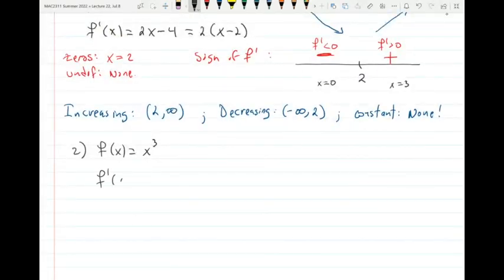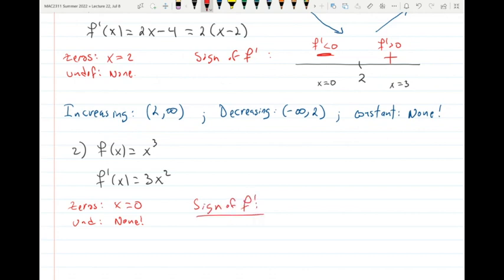This time, when we find the derivative, it's 3x squared. So again, zeros: just x equal to 0. Undefined: none. So for the sign of f prime, you put here your number line, and we only found 0. Because we have 3x squared, you know that 0 has even multiplicity, so it's always positive. That's positive, that's positive. So it means the function is increasing in both cases.